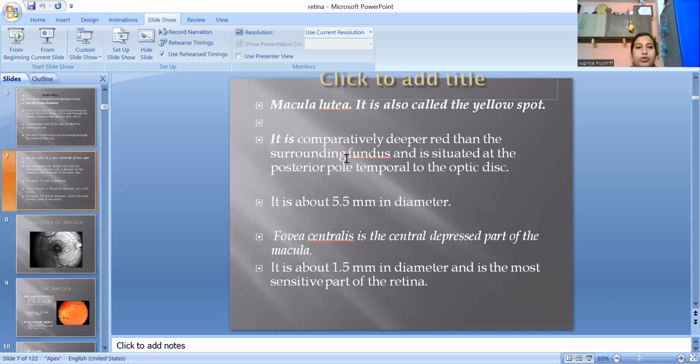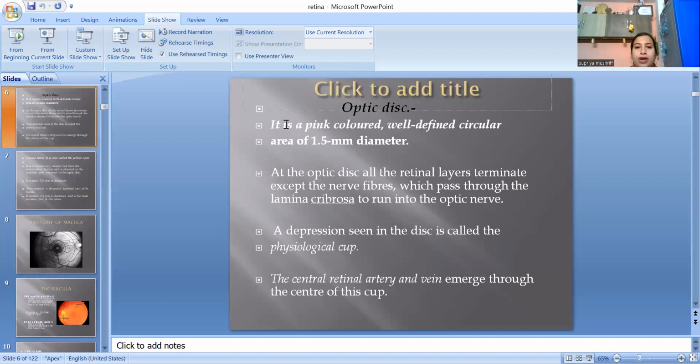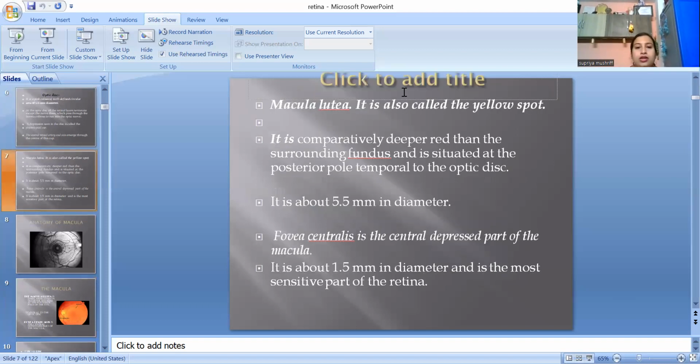Now, macula lutea. What is macula lutea? The posterior pole comprises the optic disc, which I have told you about. Now the turn is of macula lutea. It is also called the yellow spot. It is comparatively deeper red than the surrounding fundus and is situated at the posterior pole temporal to the optic disc. Again, I will tell you this picture.